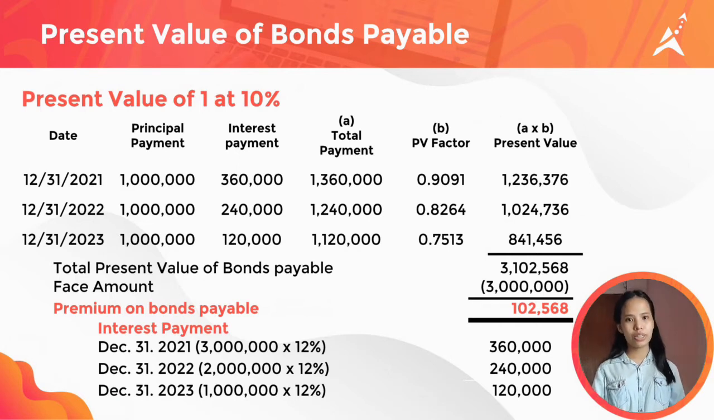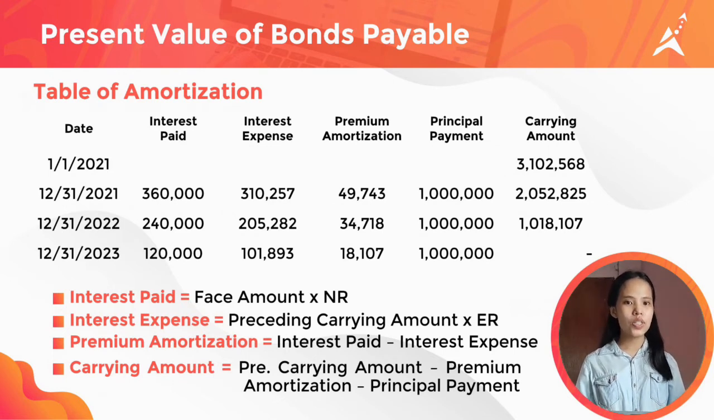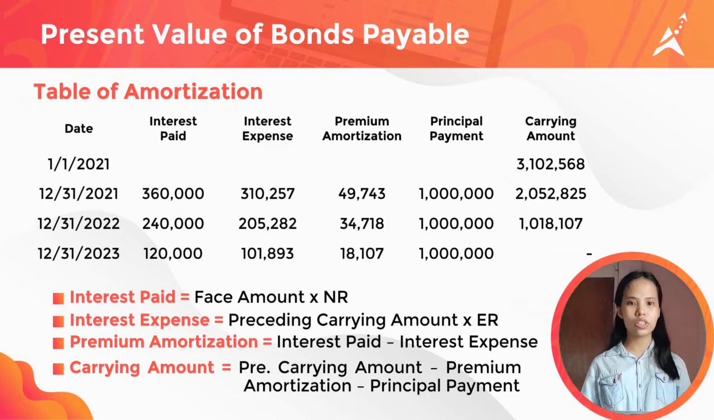3,102,568. And to find the premium on bonds payable, find the difference between the total present value of bonds payable and the face amount. So 3,102,568 minus 3 million, that would be 102,568. Now let's look at the table of amortization. It is different from the schedule of amortization for premium and discount since there is an additional column for principal payment in serial bonds. So to complete this table, we only need to apply the formulas flashing on your screens.